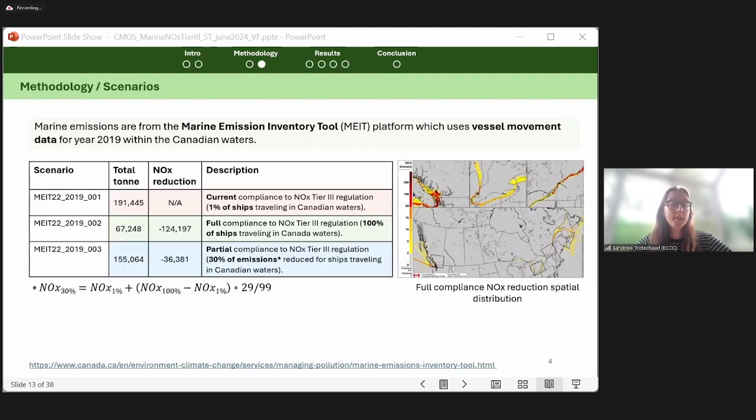Then these are the three scenarios we've used for the study. The first one is the baseline.